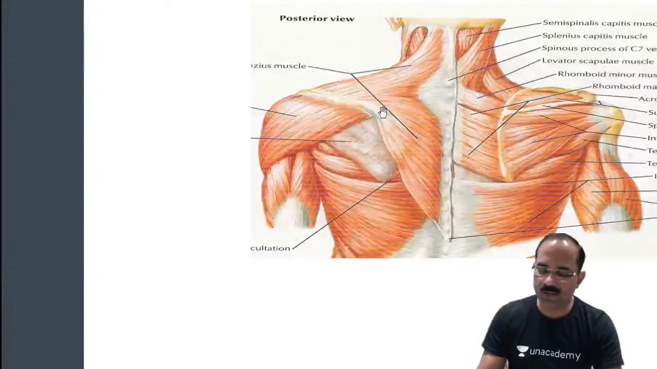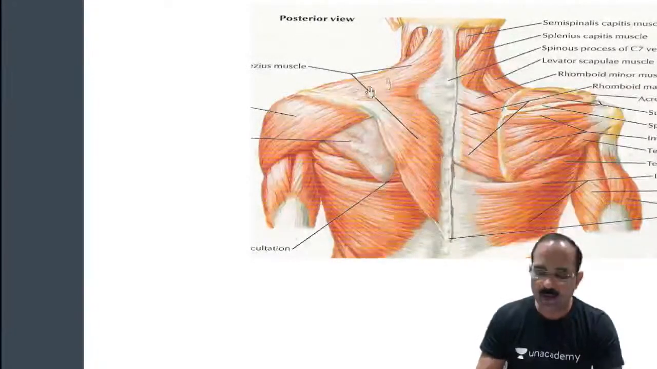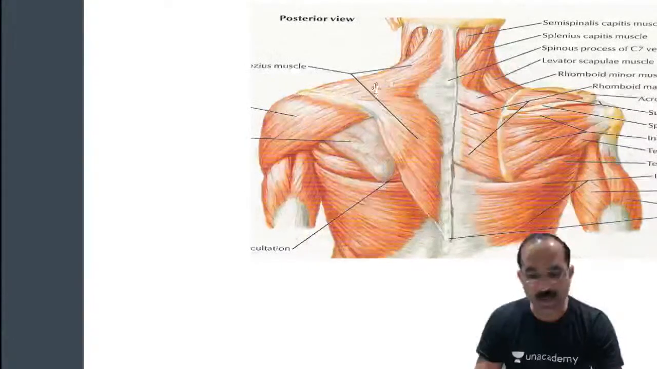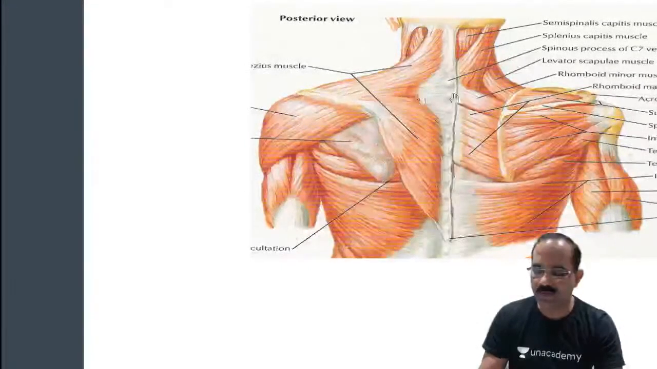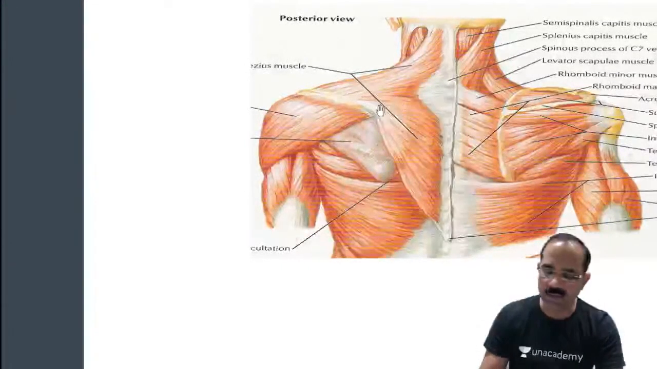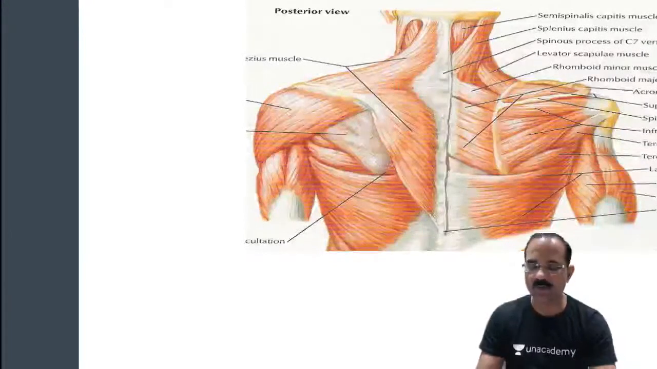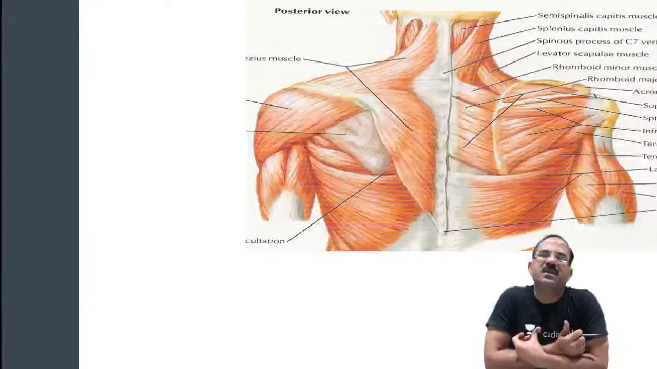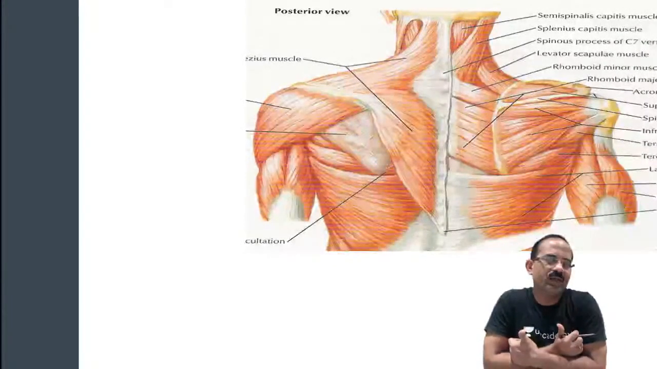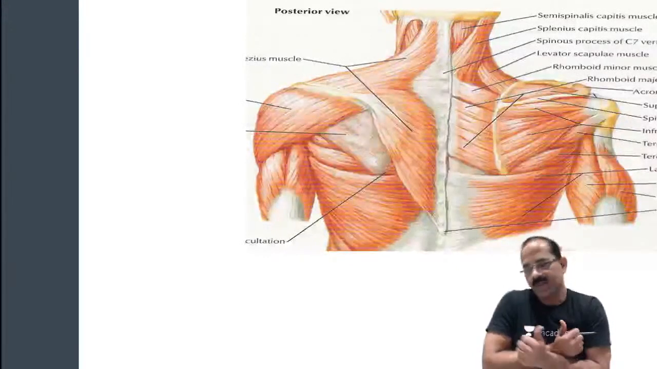Tell me now, students, what is this muscle? That's the trapezius. What are these fibers of trapezius? Upper fibers. What are these fibers? Middle fibers. And what are these fibers? The lower fibers. What is the action of upper fibers of trapezius? When the upper fibers contract, they do this. What's this? The shrugging of shoulder.